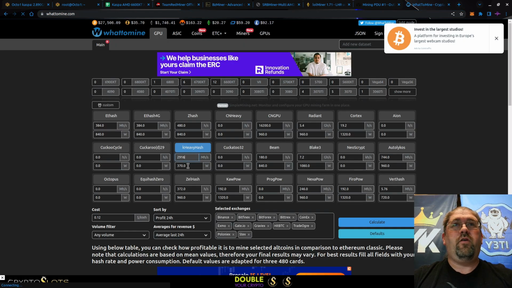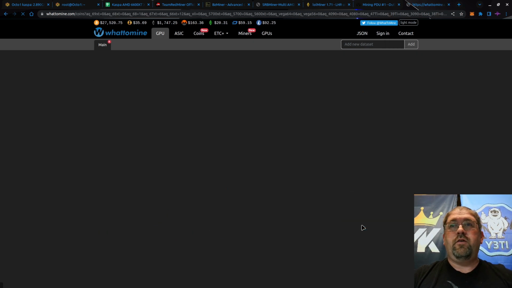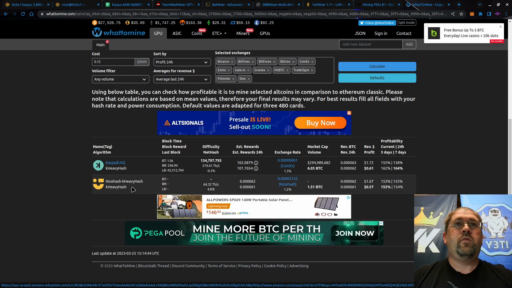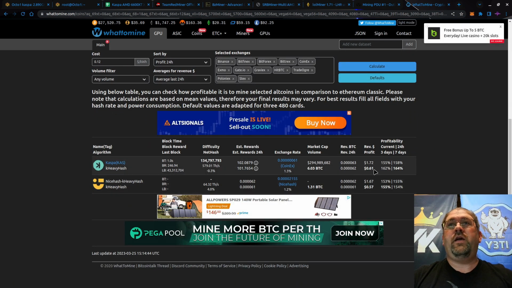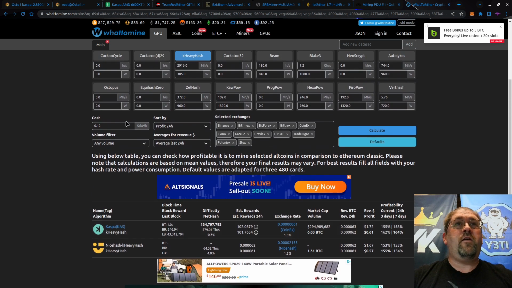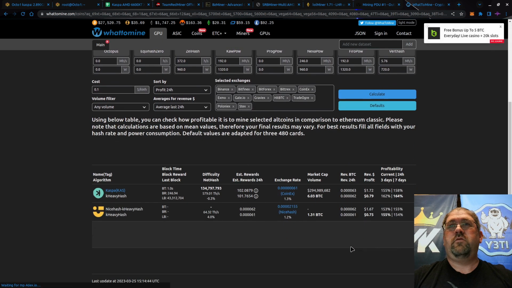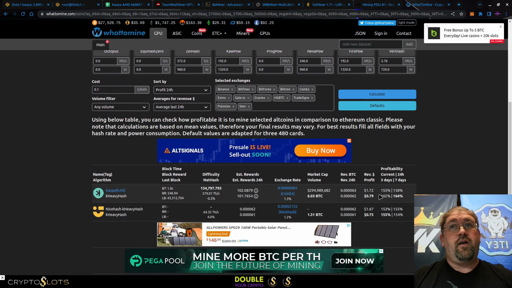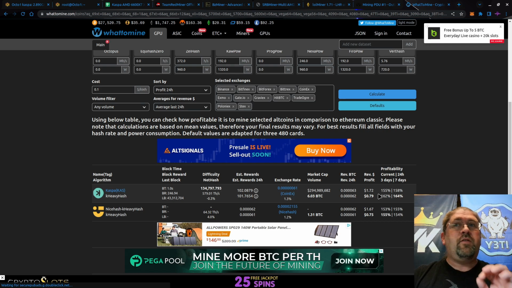385 watts. And I am at 12 cents a kilowatt hour, so keep that in mind. Calculate. Kaspa. On that rig, I am making 61 cents a day. Now, if you had 10 cents per kilowatt hour, you're up to 79 cents a day. Not massively profitable, but definitely immediately profitable.